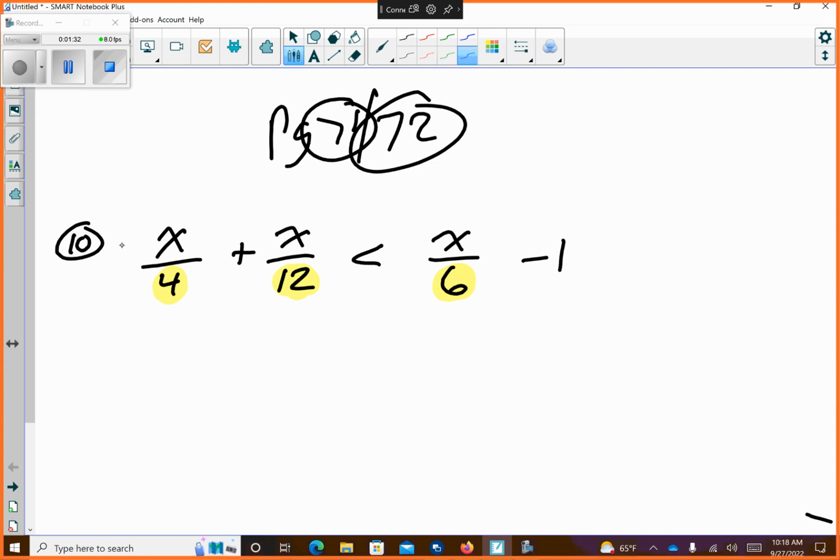All right, so I'm going to multiply this one by 12, this one by 12, this one by 12, this one by 12.